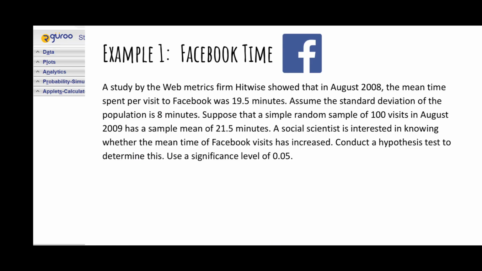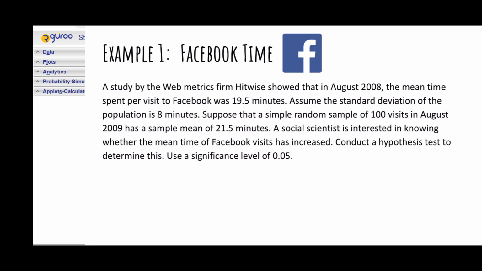All right, moving on to some examples. Let's just jump in. We have example 1, Facebook time. A study by the Webmetrics firm Hitwise showed that in August 2008, the mean time spent per visit to Facebook was 19.5 minutes. Assume the standard deviation of the population is 8 minutes.